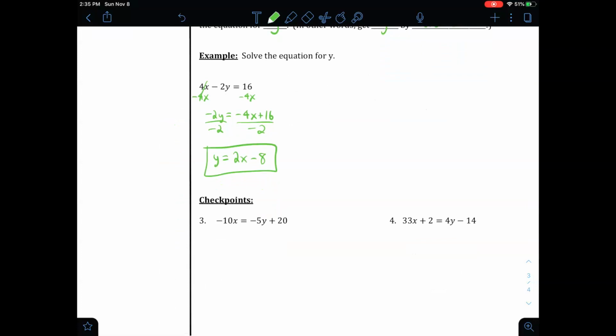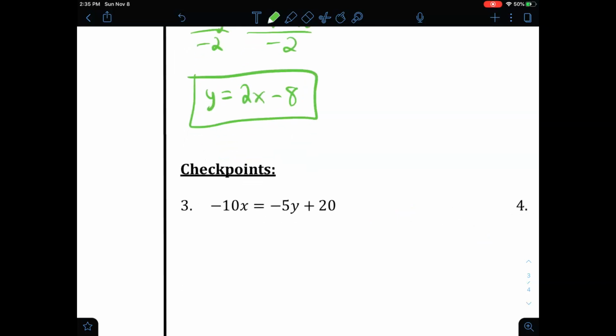Okay, we have some checkpoints. Go ahead and see if you can solve the checkpoints. Similar to the last problem, get y by itself. Go ahead and give it a try. And you're going to get a weird answer for number 4, by the way.